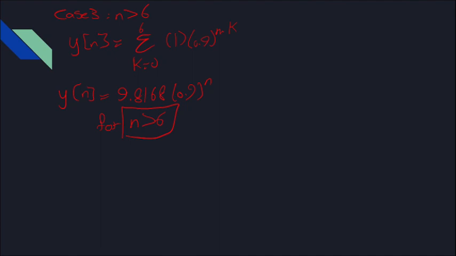And we can summarize all of this to get the final signal and how it looks: 0 for n less than 0, then the expression with 0.9 to the n for the middle region, and those are our three regions. And the last one is 9.8168 times 0.9 to the n, and those are the conditions.